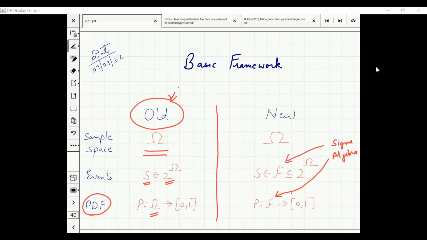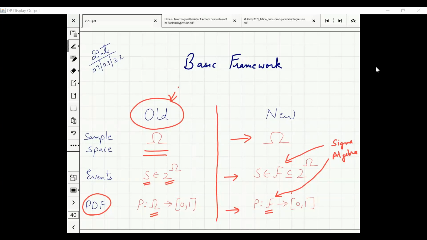And this new framework was slightly more general, where we had the same sample space, the set of all distinct outcomes, but events changed. We had to explicitly say that these are the events in which we are interested. And then the probability distribution function was from F to [0, 1] instead of from Omega to [0, 1]. And this F and this probability distribution function needed to satisfy certain properties.